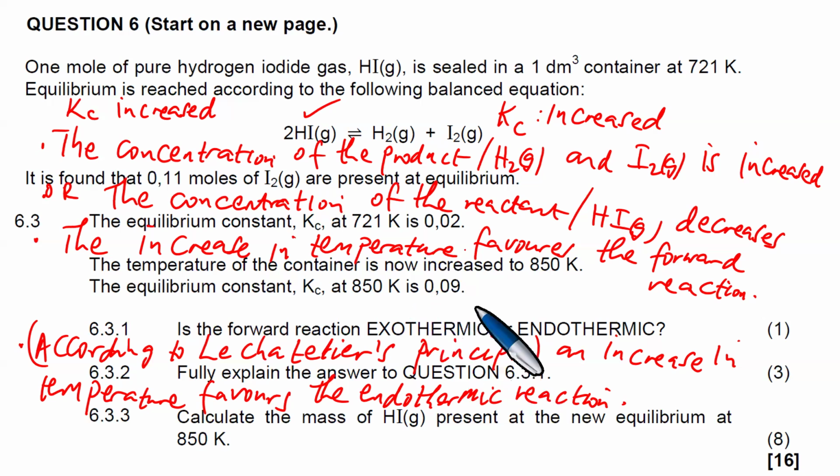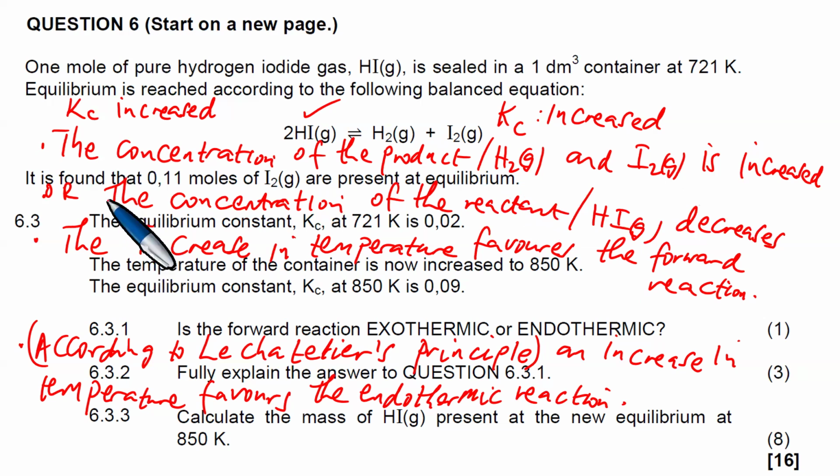And we're saying that if that happens to the KC, an increase in temperature favors an increase in the KC, it happens only if the forward reaction is endothermic. Okay, that we saw. But here are the explanations for that. So the first point that we need to note is that KC increased from 0.02 to 0.09. The concentration of the products, be it hydrogen gas and iodine, is increased.